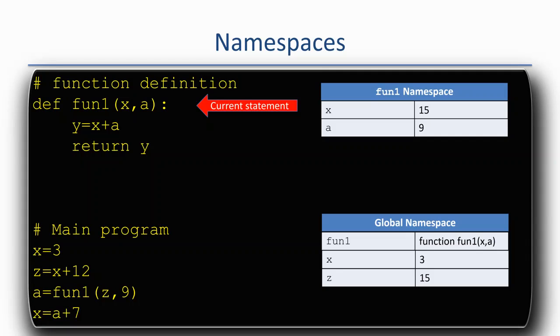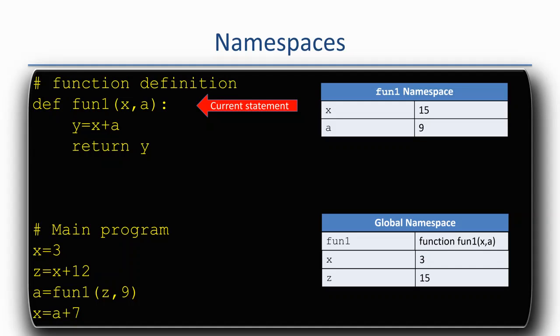Also notice that Python creates a separate namespace for this function, and in that namespace creates the 2 variables x and a and associates them with the corresponding values. If you look at the 2 namespaces for fun1 and the global namespace, you notice that the variable x exists in both of them, but in each of those namespaces that variable has a completely different value. This is exactly like 2 different people having 2 different phone books, and even though they may know people who have the same name, the phone numbers of those people may be different.